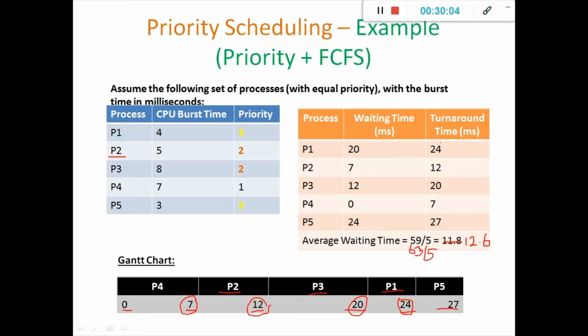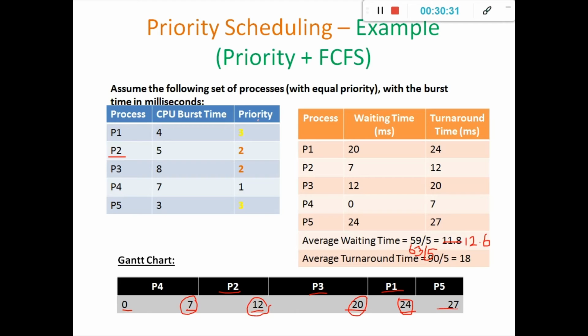If you consider the turnaround time, the total turnaround time is 24 plus 12 plus 20 plus 7 plus 27, which is 90. So 90 by 5 you have 18 milliseconds. So this is how you have to execute the processes if more than one process has the same priority.